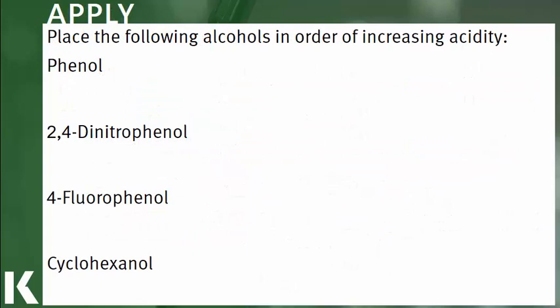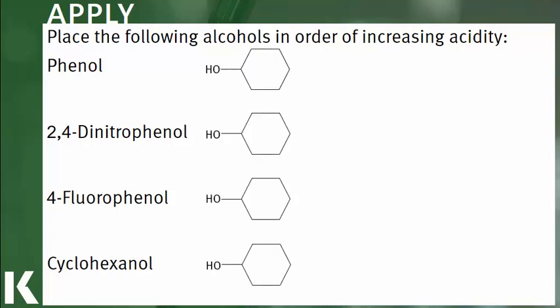Place the following alcohols in order of increasing acidity. Let's start by drawing out these molecules. These 4 molecules are all 6-carbon cyclic molecules. Cyclohexanol is drawn as seen, but the remaining 3 are aromatic rings containing double bonds within the ring. Phenol is drawn as seen.